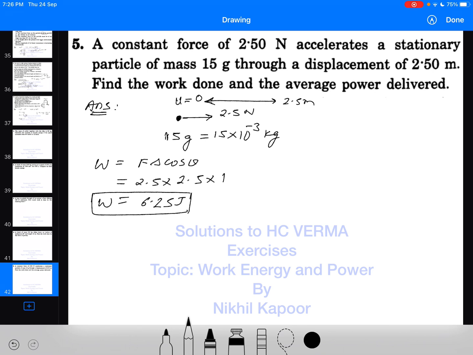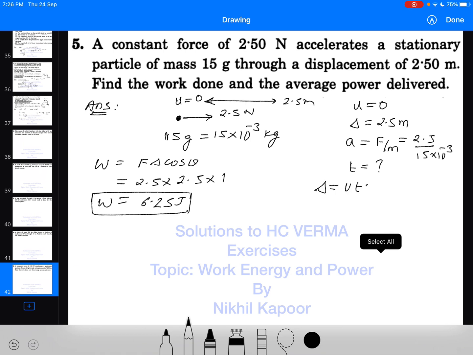Secondly, what is the power delivered to the object? So in how much time is this displacement there? So the initial velocity is 0, displacement is 2.5 meter, and I can calculate acceleration by taking force upon mass here. So acceleration is force upon mass, so it will be 2.5 upon 15 into 10 to the power minus 3. So let's find the time taken for 2.5 meter displacement, which can be easily found out by the second equation of motion, s equal to ut plus half at square.